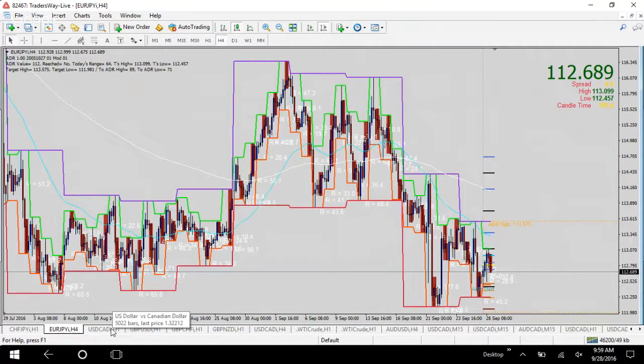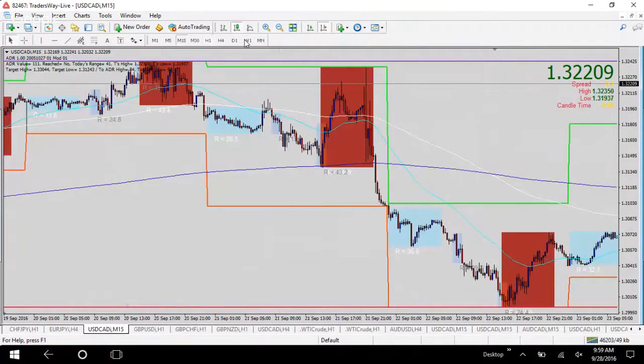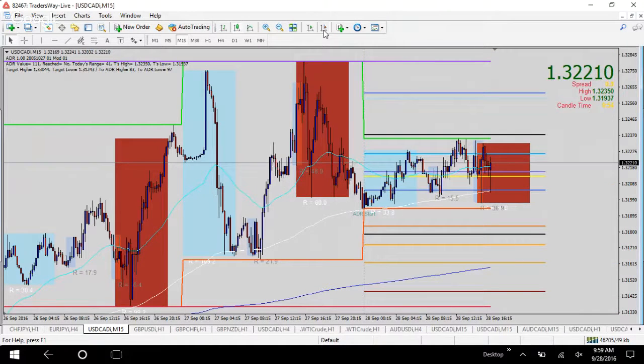Let's look at USD CAD. News is coming out in 1 minute. Let's see what's about to happen. Let's just watch it. All right. Currently, price is at 1.3220. And no, I am not giving out a signal on this news. I didn't really read into this, so I don't want to risk any money myself or anyone else's money.